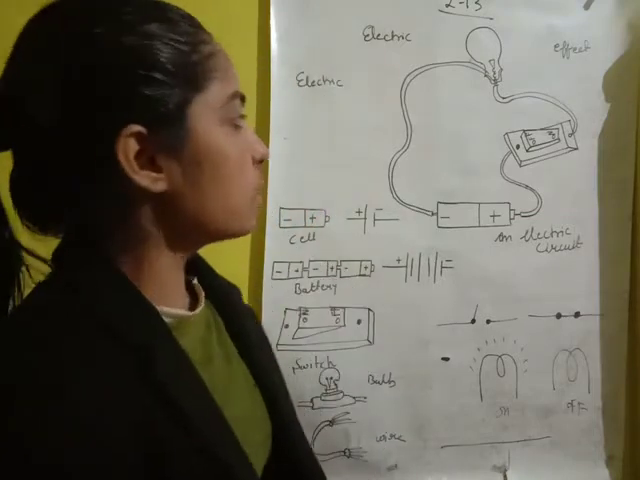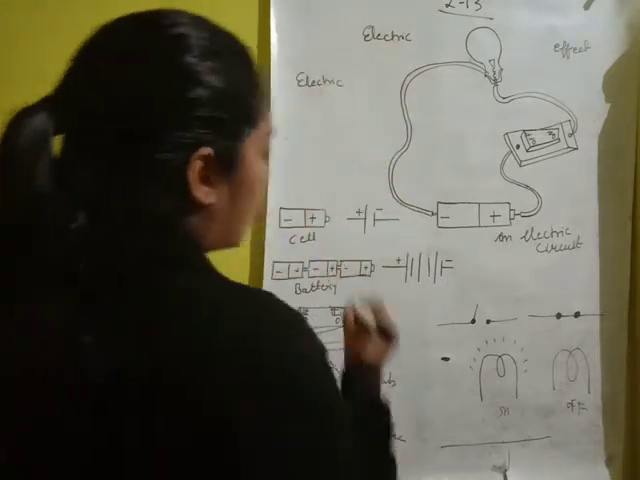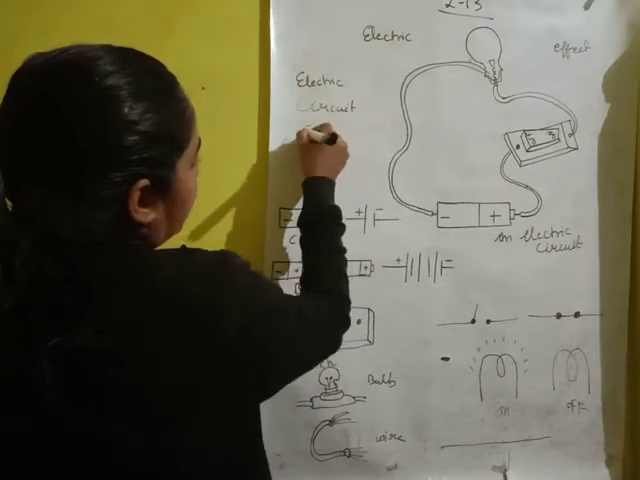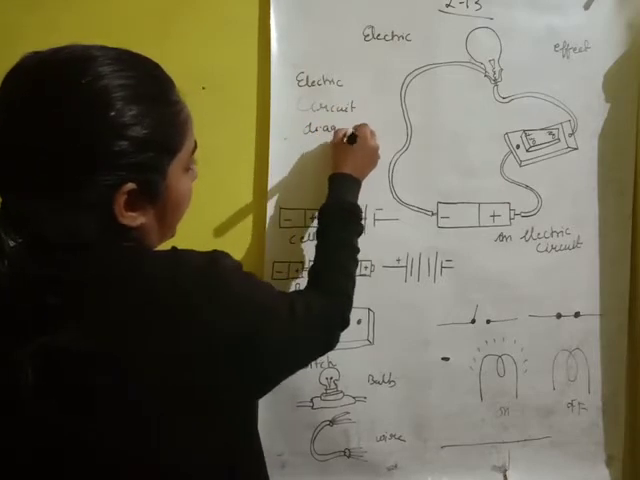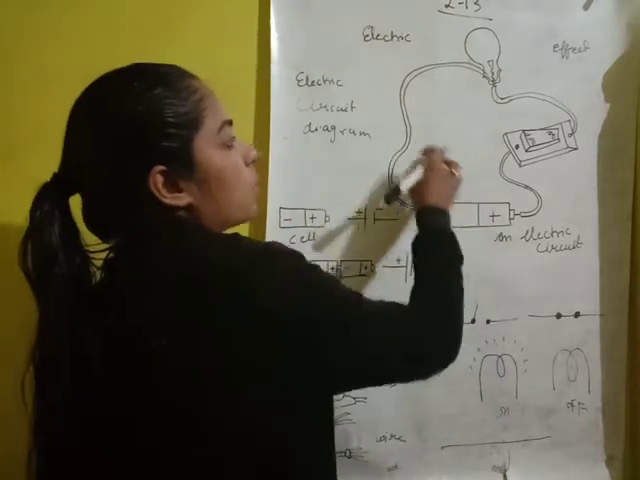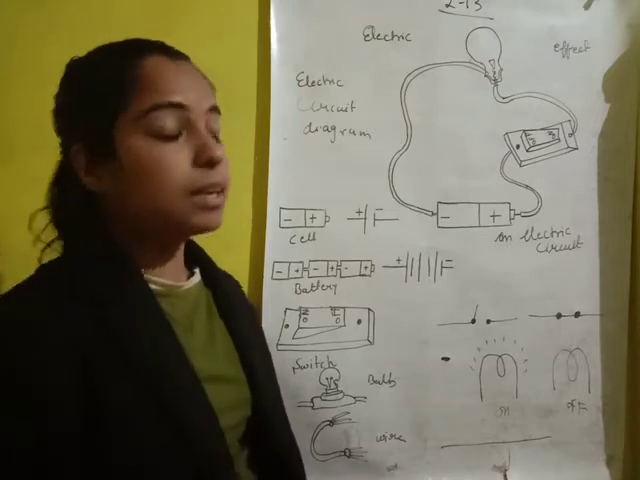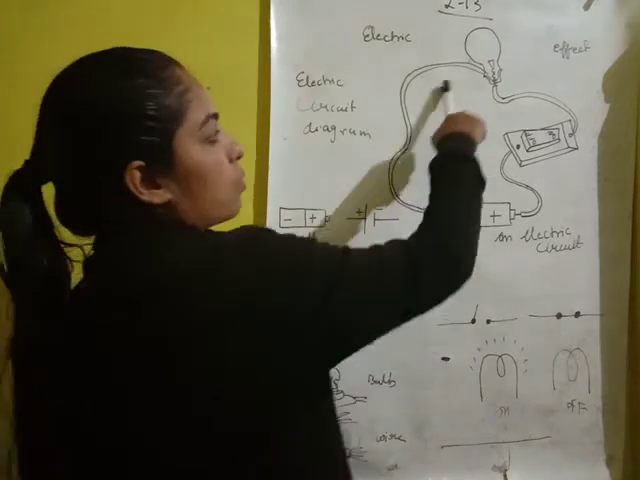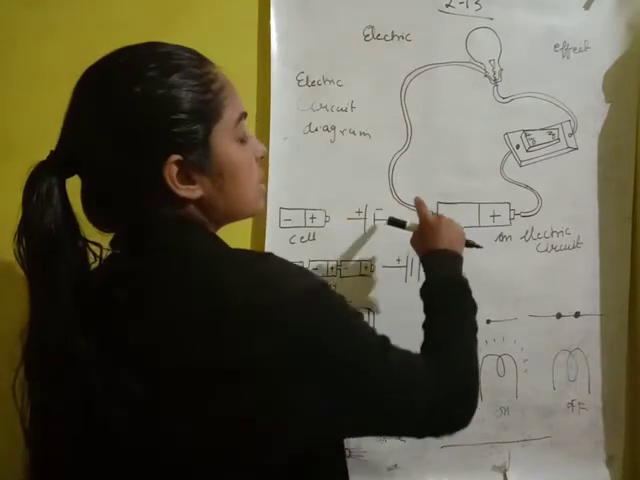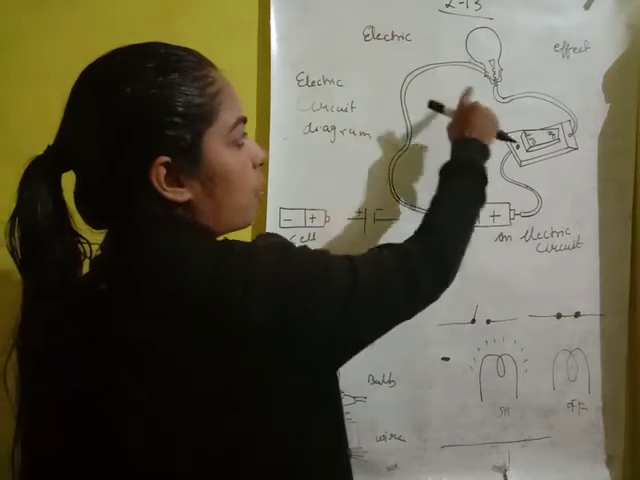Today in this video I'm going to discuss the electric circuit diagram. I have made one electric circuit here. This one is a closed path. As per the definition of electric circuit I gave yesterday, this is a complete electric circuit, an unbroken path through which electricity can flow easily.